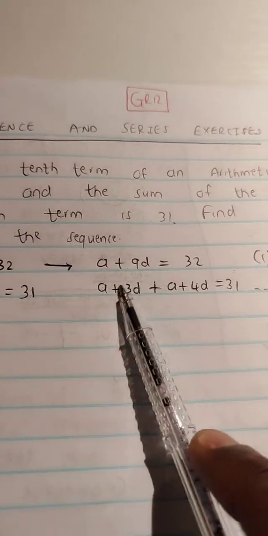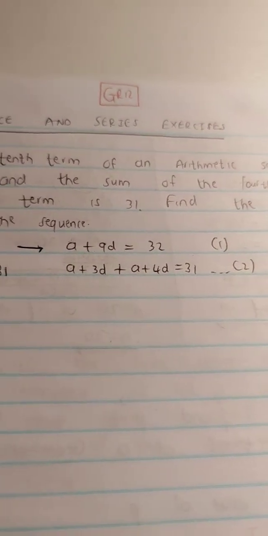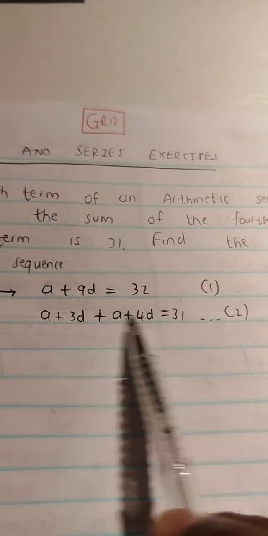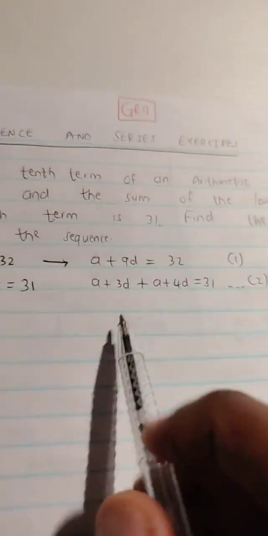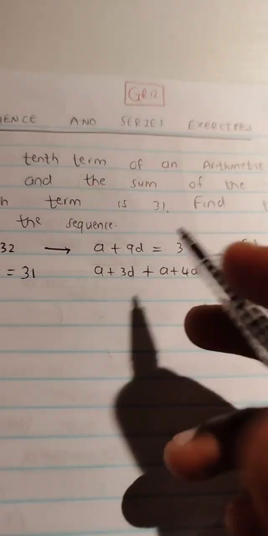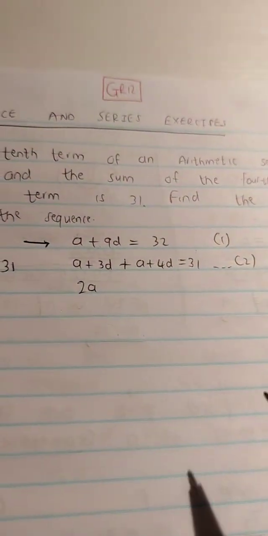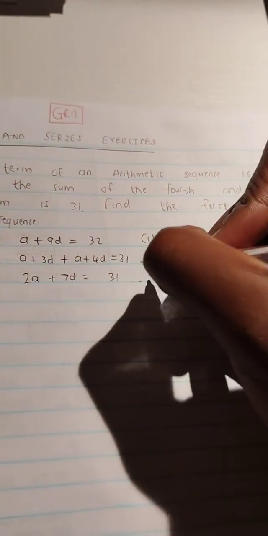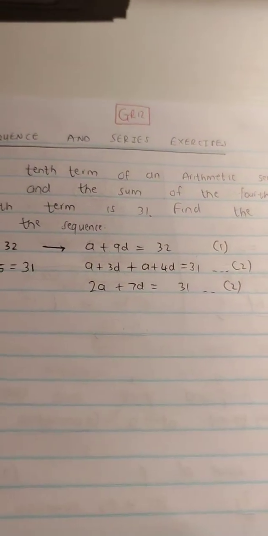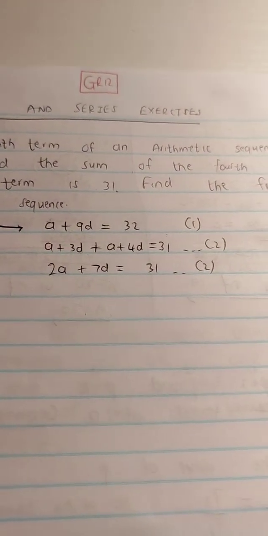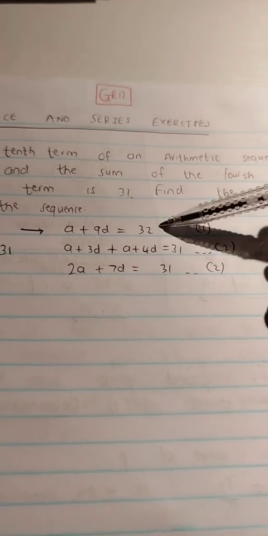But if it's geometric, you express it in terms of a and r. So let's simplify now. Step number 2, we simplify if there is a need. So here in the second equation, there's a need to simplify. Like terms: a plus a is going to give us 2a, 3d plus 4d is going to give us 7d, and that is equal to 31. So that is equation 2 in the best possible state, simplified. All right, so we have equation 1 and we have equation 2.